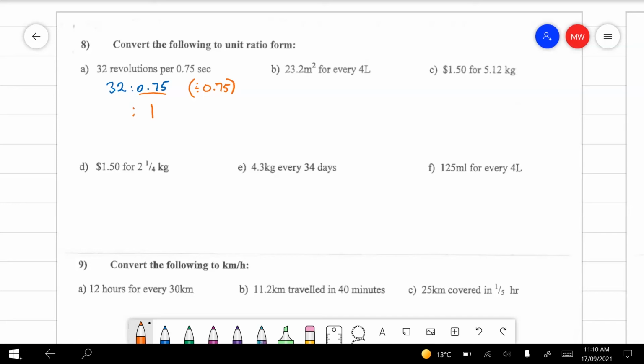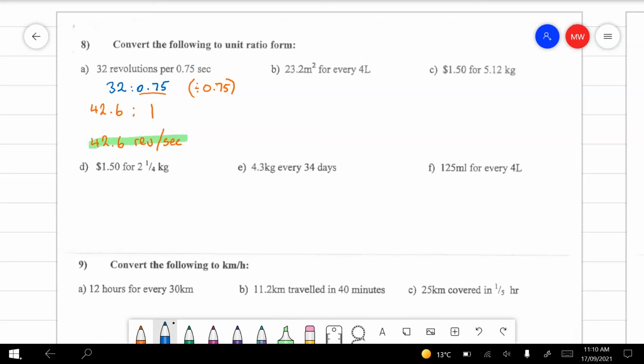So if I divide this one over here by 0.75, I'll get 42.6. Okay, so I've got 42.6 revs or revolutions per second, okay? Or you can write it as per second if you want to. These are all worded questions. They should all be answered as worded responses, but it's going to take a really long time if I do that. So I'll just skip my answers ahead for you as I do them, okay?